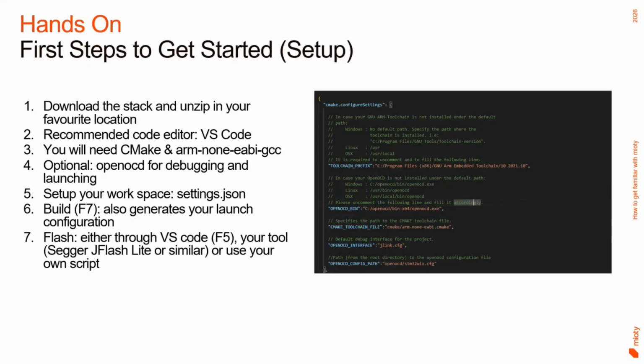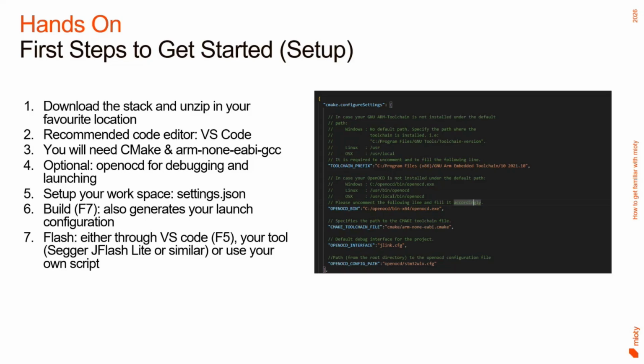Of course, first of all, we need to set up. As Mario mentioned, it's super easy after you sign the evaluation agreement. You get your zip file and you unzip it. It's recommended to use VS Code. I believe a lot of programmers are already using it. You need the basic setup, so you'll need CMake and of course the ARM toolchain. And if you want, you can also use OpenOCD for debugging and launching, which is also totally fine.